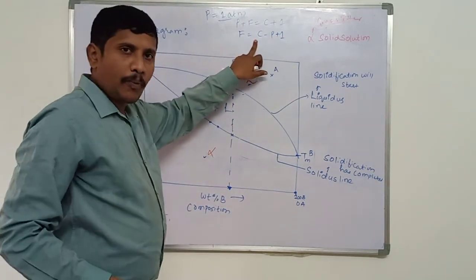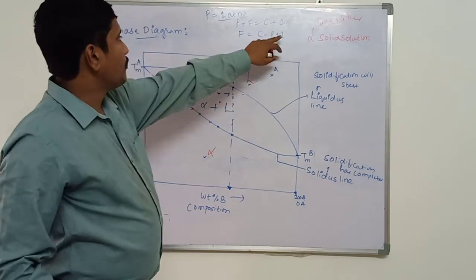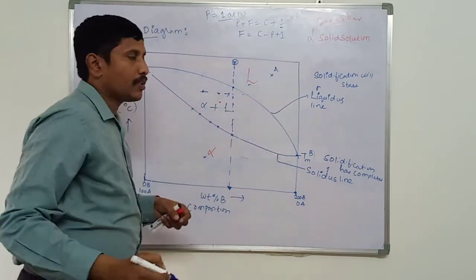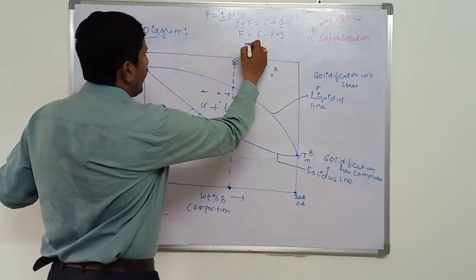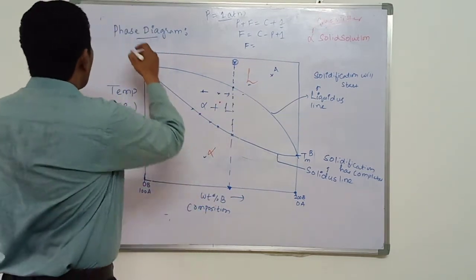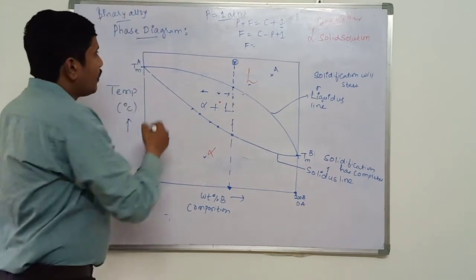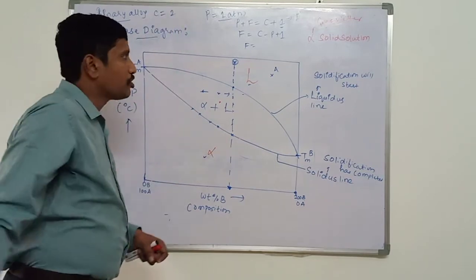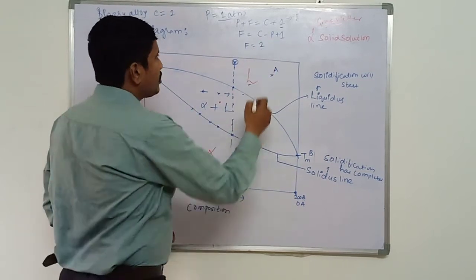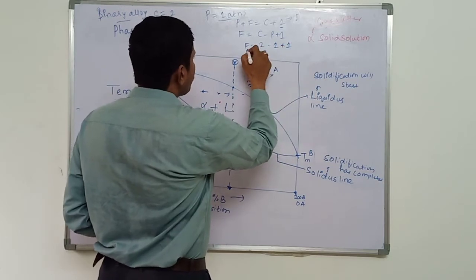So C indicates the number of components. P is the number of phases in equilibrium, right? So next one is the external variable, that is temperature, right? So as we have constructed this isomorphous phase diagram for a binary alloy, a two component alloy, the C value is 2. So at point A, the number of components is 2, the number of phases is 1, liquid phase, plus 1. So we get the degrees of freedom as 2.